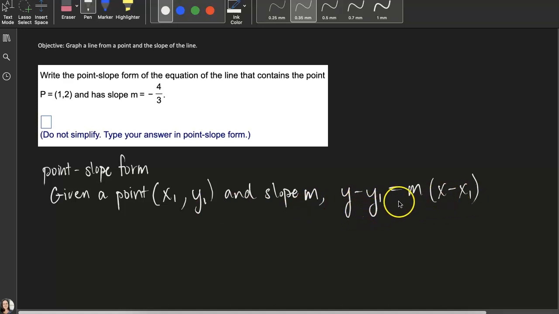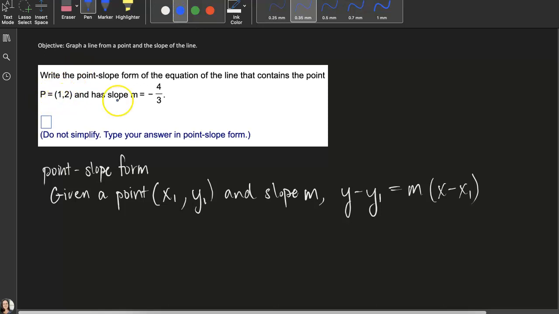y minus y1 equals m times the quantity x minus x1. So you'll notice the x and the y here are not part of any of the given information. Instead, they are the variables that create the line. So they are all the points that meet that condition on that line. So you will leave them as x and y variables for the purpose of writing this equation.